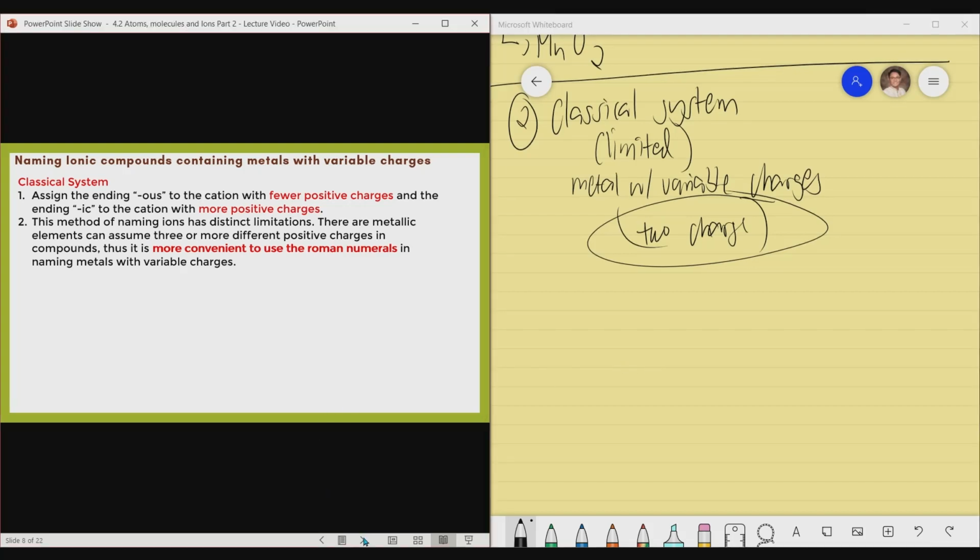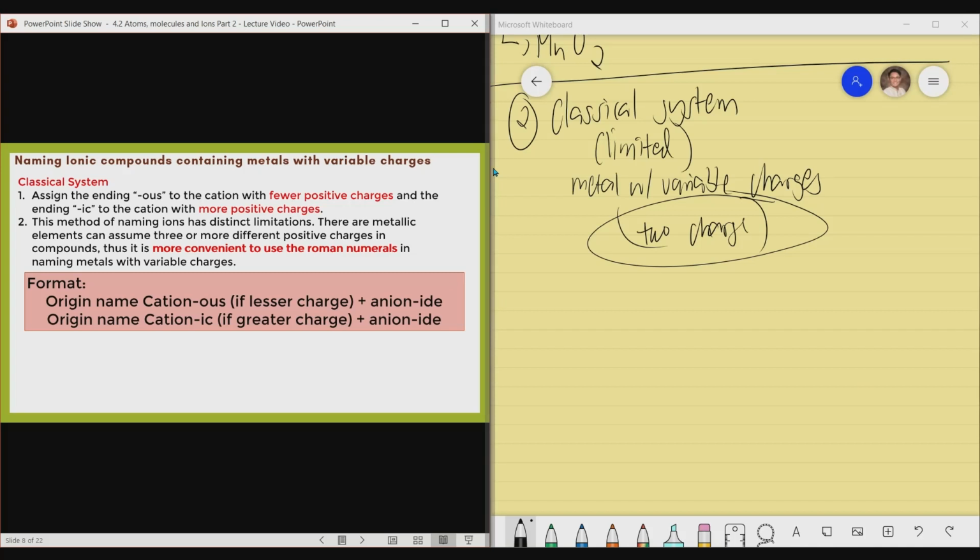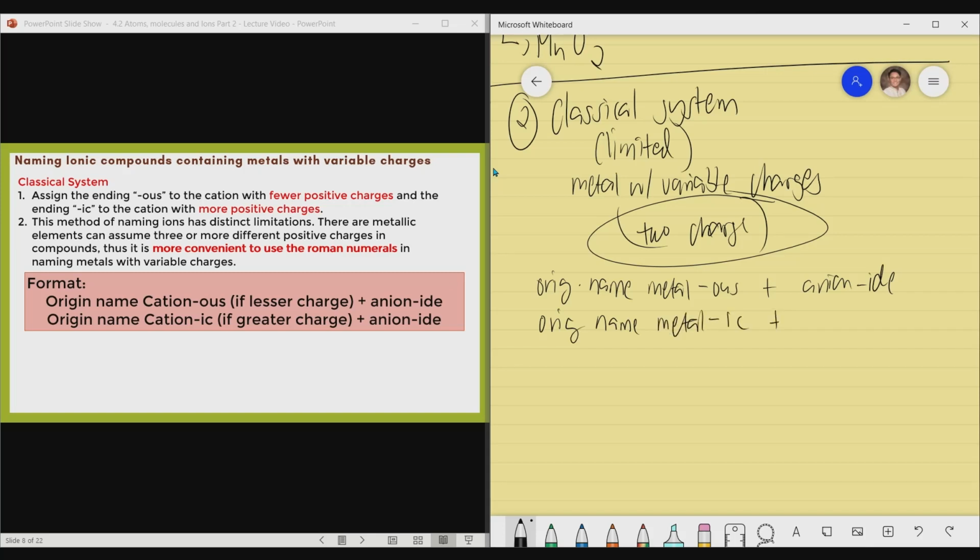Now let me explain how to do it. Now we have the format here. That is the original name of the metal plus OUS plus the anion, IDE. We use OUS for the lesser charge, yung mas mababang positive charge between the two. The second format is the name of the metal plus IC, plus the anion, IDE. Let me explain further. Let me just write the format. Okay, so you actually have 2 formats here.